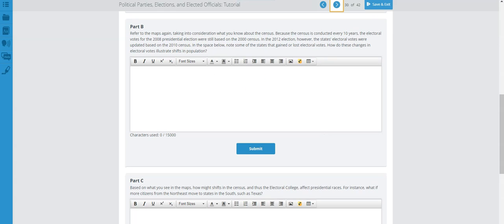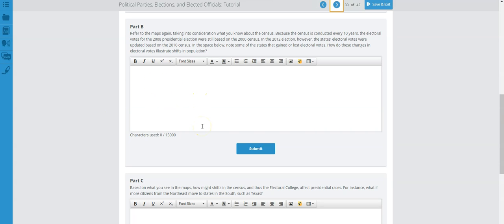Part B, refer to the maps again, taking into consideration what you know about the census. Because the census is conducted every 10 years, the electoral votes for the 2008 presidential election were still based on the 2000 census. In the 2012 election, however, the states' electoral votes were updated based on the 2010 census. In the space below, note some of the states that gained or lost electoral votes. How do these changes in electoral votes illustrate shifts in population?